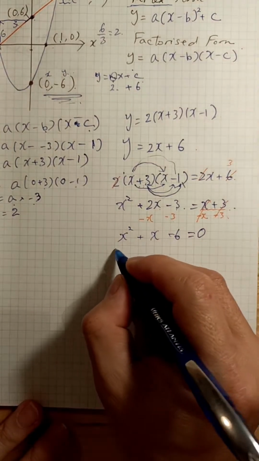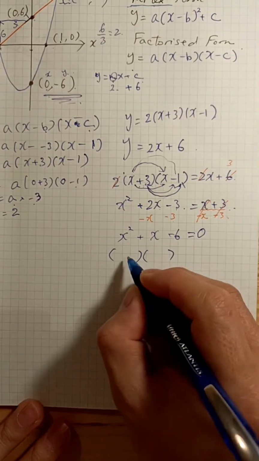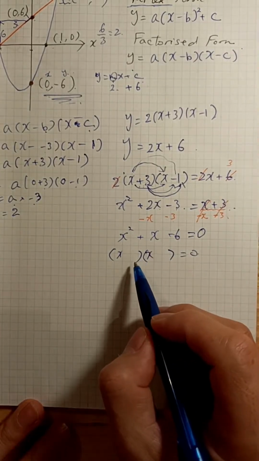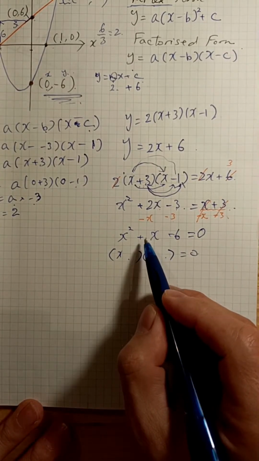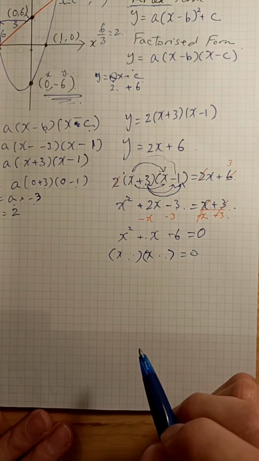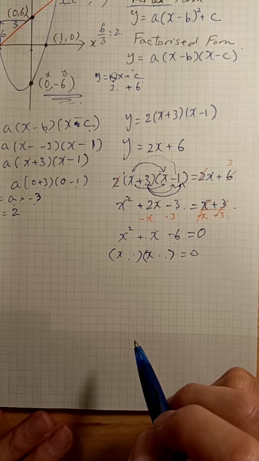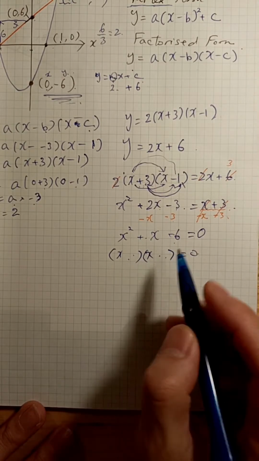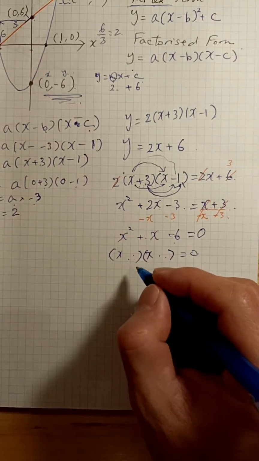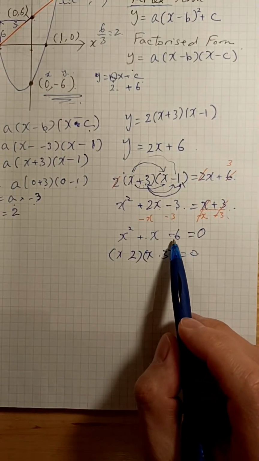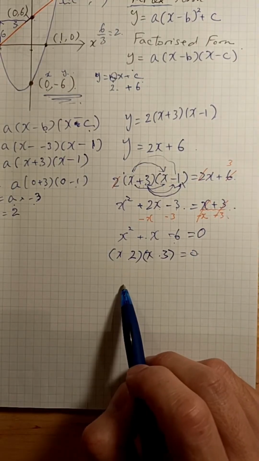So you do brackets, x equals 0. Okay. If you add them together, you get 1. Multiply them together, you get negative 6. Which two numbers can you think of? This is 2 and 3, isn't it? 2 and 3. And then one number is negative, one number is positive.